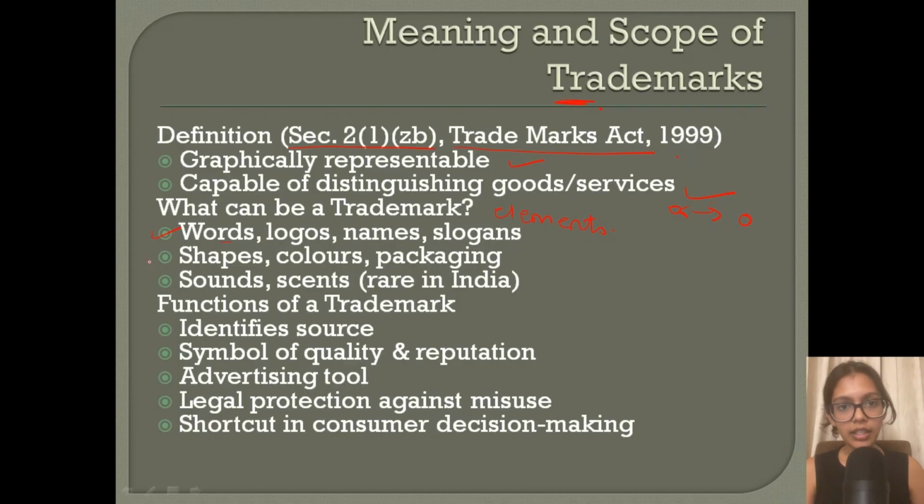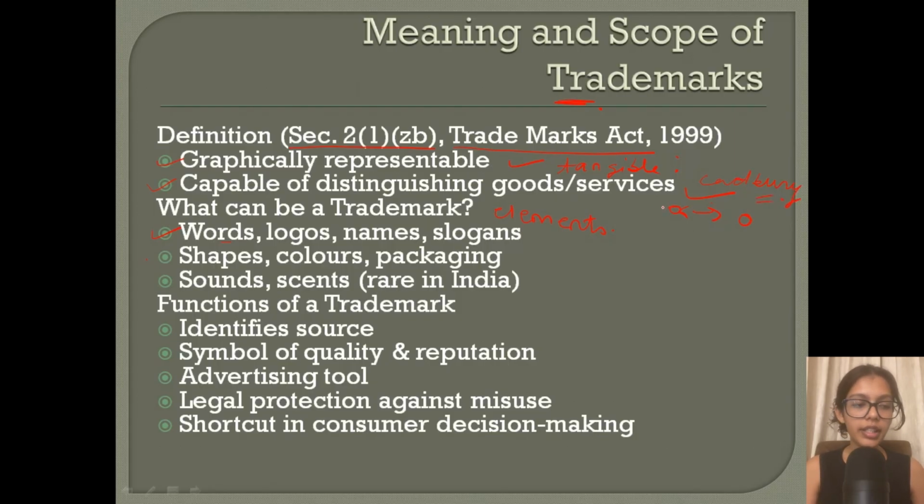Then the second thing is that it must be capable of graphical representation. So it must be presentable in a 2D or a 3D plane. It should be basically tangible. Then the third thing is that it should be capable of distinguishing goods and services, which means that if you look at the Cadbury purple color, then you'll instantly know that this color is associated with the Cadbury chocolate.